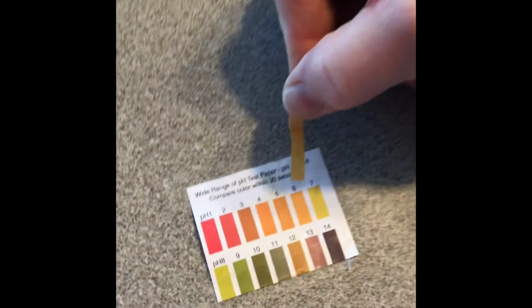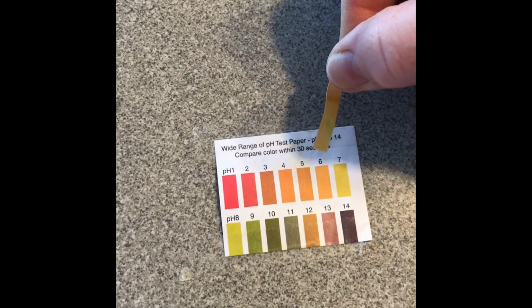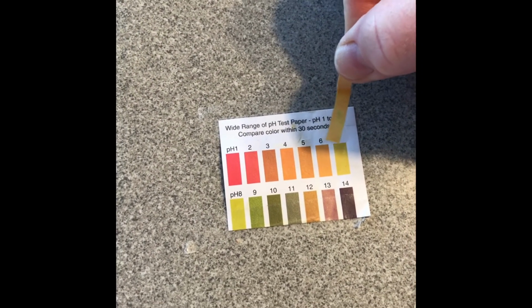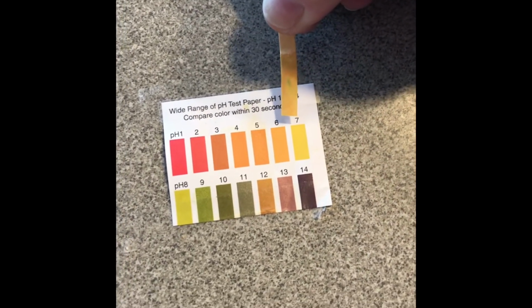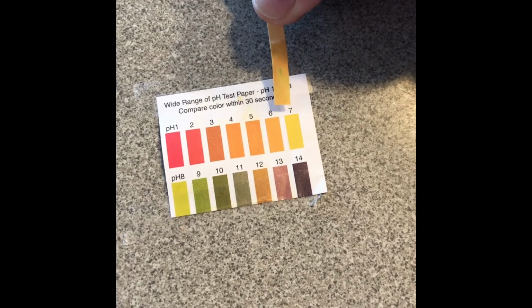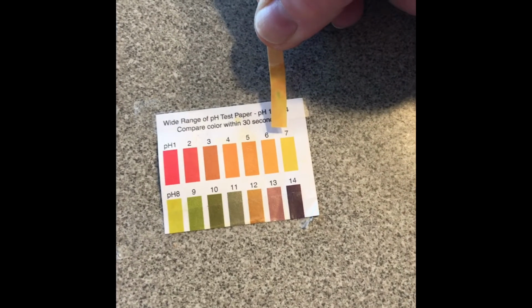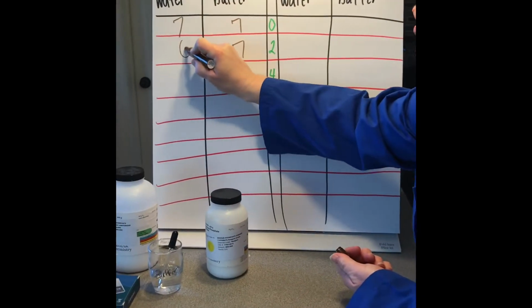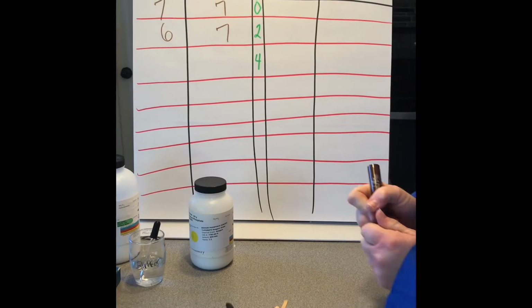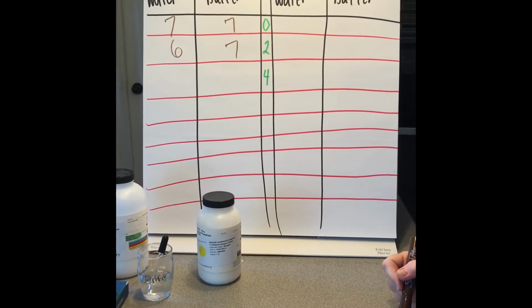And when I look at it, it's changed a little bit in color. I would say it's probably between the 6 and the 7. So I'm going to record it as, what do you think, camera person? 6 or 7? Like a 6. 6? Okay.